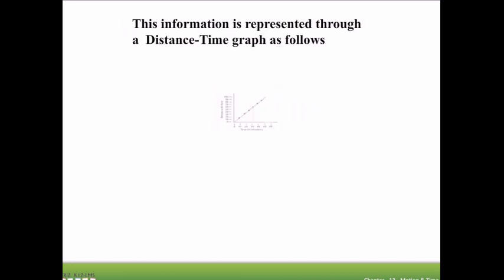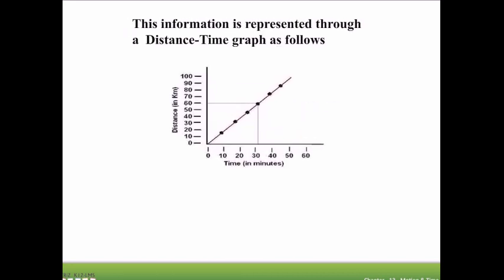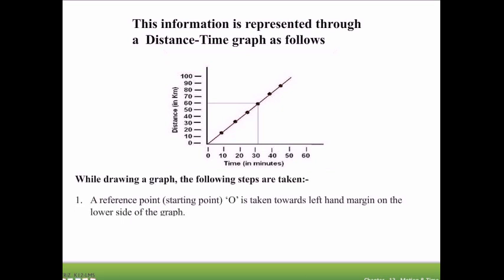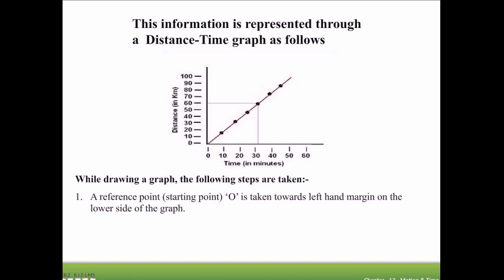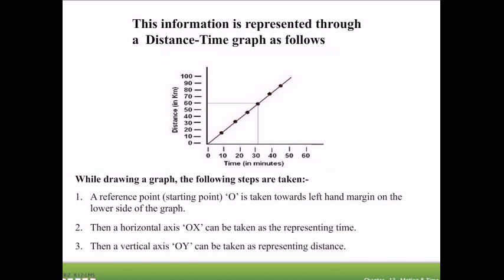This information is represented through a distance-time graph as follows. While drawing a graph, the following steps are taken. Number 1. A reference point or starting point O is taken towards the left-hand margin on the lower side of the graph. Then, a horizontal axis OX can be taken as representing time. Then, a vertical axis OY can be taken as representing distance.